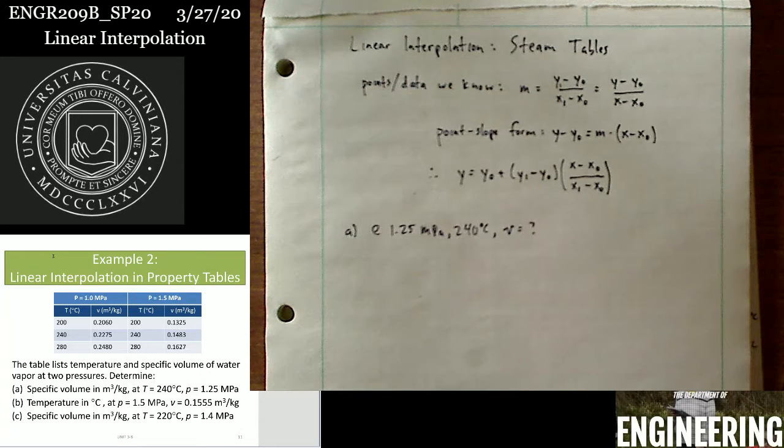240 degrees C corresponds to a specific volume of 0.2275. Likewise, 280 degrees C corresponds to a specific volume of 0.2480. Then we have a second set of data at a pressure of 1.5 megapascals with the corresponding temperatures and specific volumes. So this is real data. It's not from a model. It was found by experiment, and it's put in this table.